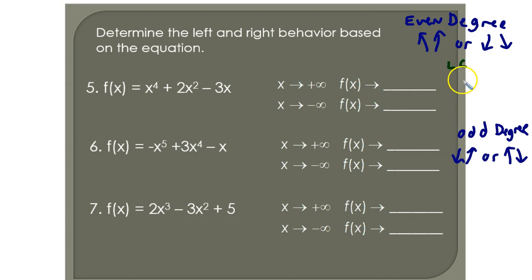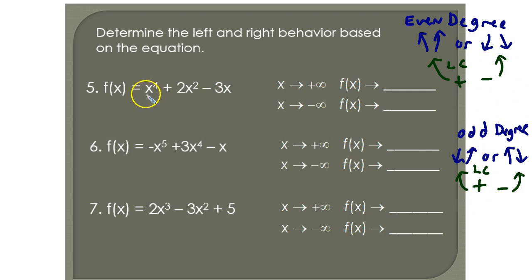If the leading coefficient is positive for an even degree function, they're both going to be up. If the leading coefficient is negative for an even degree function, they're both going to be going down. For an odd degree function, if the leading coefficient is positive, it's going to end up, and if the leading coefficient is negative, it's going to end down. In fact, that's always true. No matter what, a positive leading coefficient ends up, and a negative leading coefficient ends down.